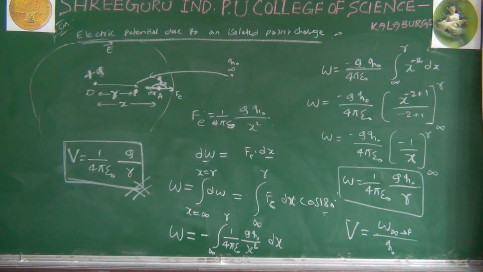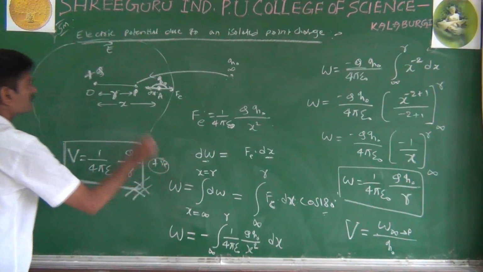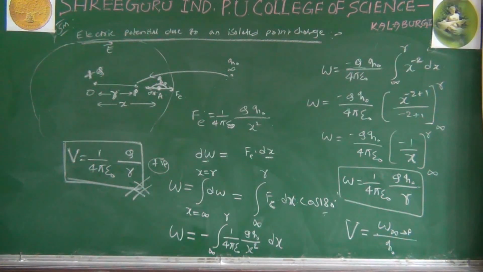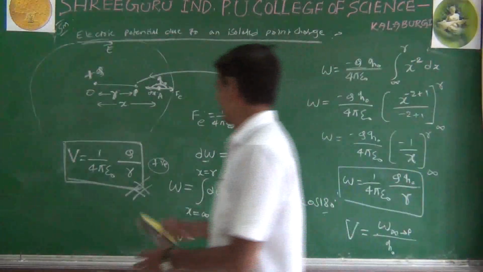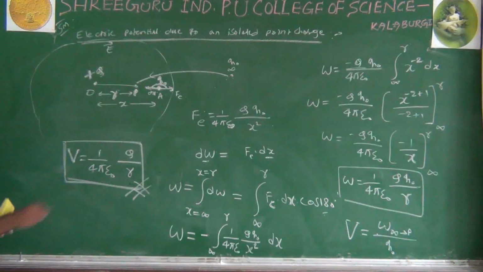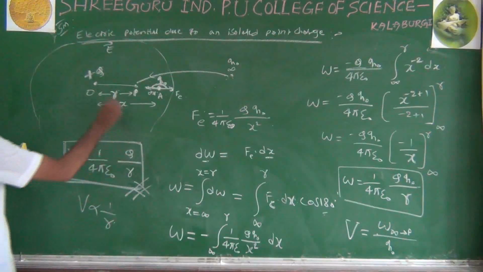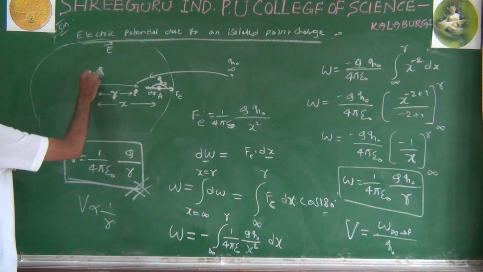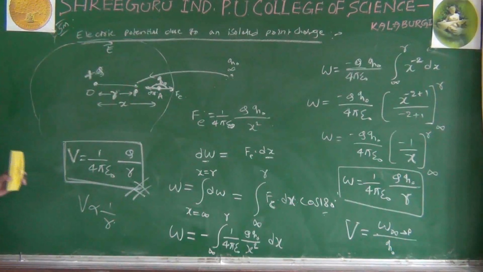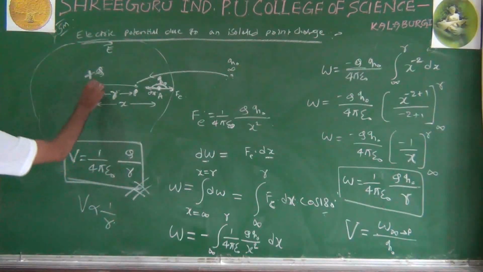So this electric potential comes out to be positive. If the source charge is negative, then the electric potential will come out to be negative. From this formula, we understand that electric potential is inversely proportional to r, that is, to distance. That means if the distance from the source charge is the same, the electric potential will remain the same for the same source charge.